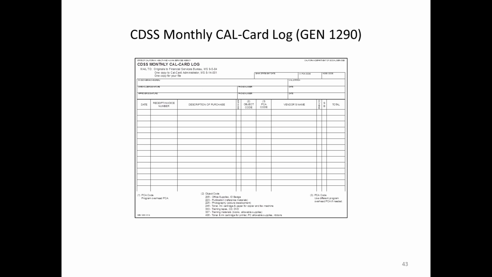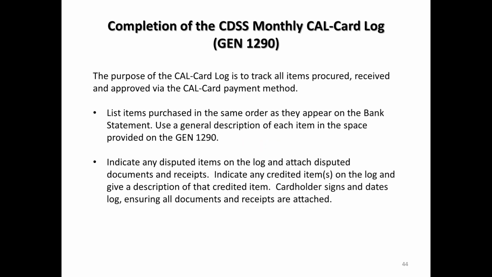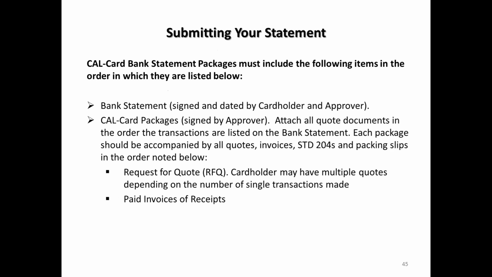This is the Gen 1290 that is used to track all the items procured in the order that it appears on the bank statement. It is required to be in the same order to ensure that everyone that reviews the documents can do so in an organized and efficient manner. If the items are not in the order or the CalCard package is not in the specified order, it will be sent back for correction. These rules are department policy to ensure quality control and compliance.